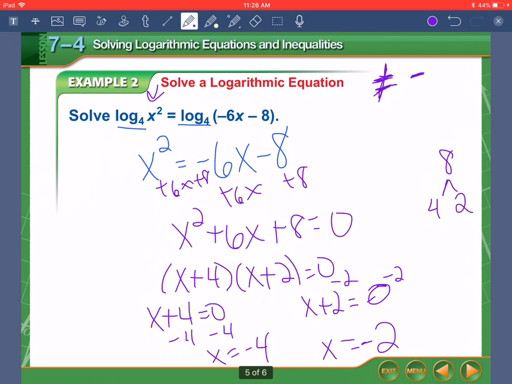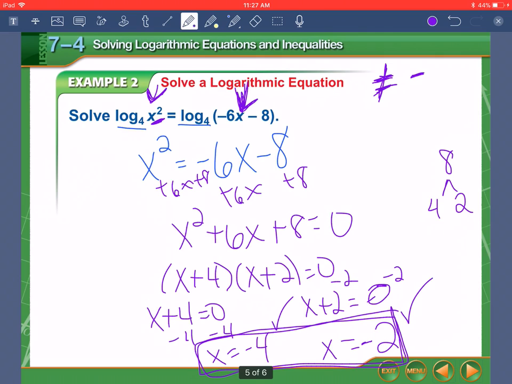So if I plug in negative 4, I'm doing negative 4 squared, which is positive 16. So that works out. And then if I plug in negative 4 here, negative 6 times negative 4 is 24. Minus 8 is a positive 16. So we're still good there. So negative 4 works. Now plugging in negative 2, we would have negative 2 squared, which is positive 4, so that's fine. And then negative 6 times negative 2 is positive 12, minus 8 is a positive 4, so that works too. So I have two solutions here. My two solutions are negative 4 and negative 2.